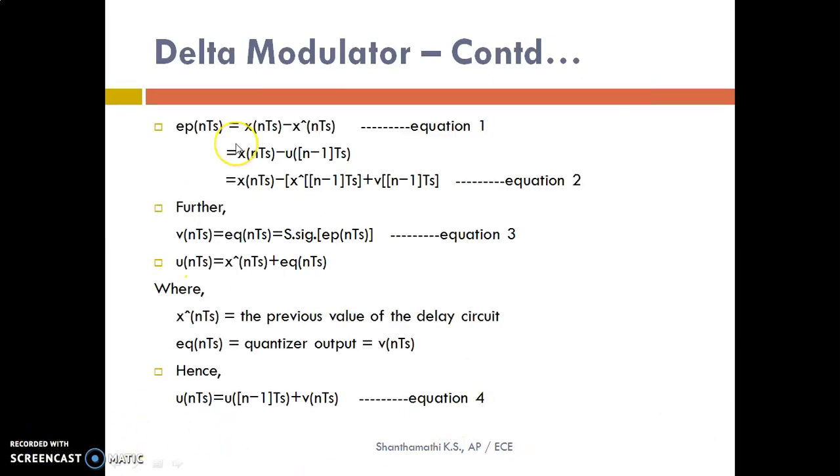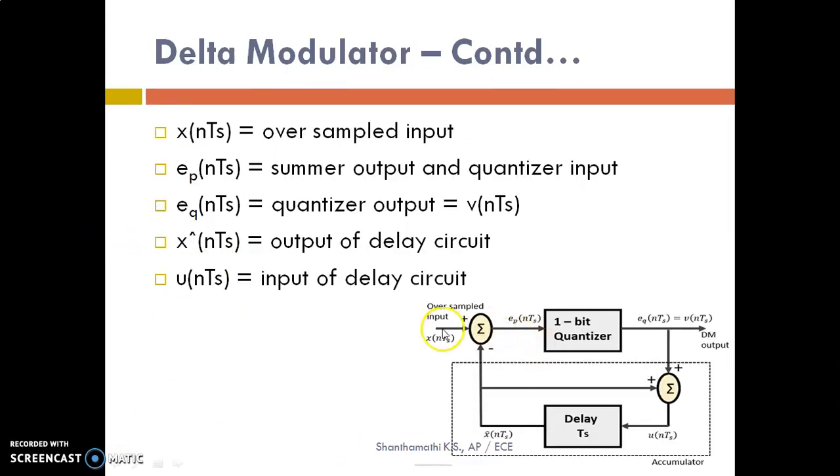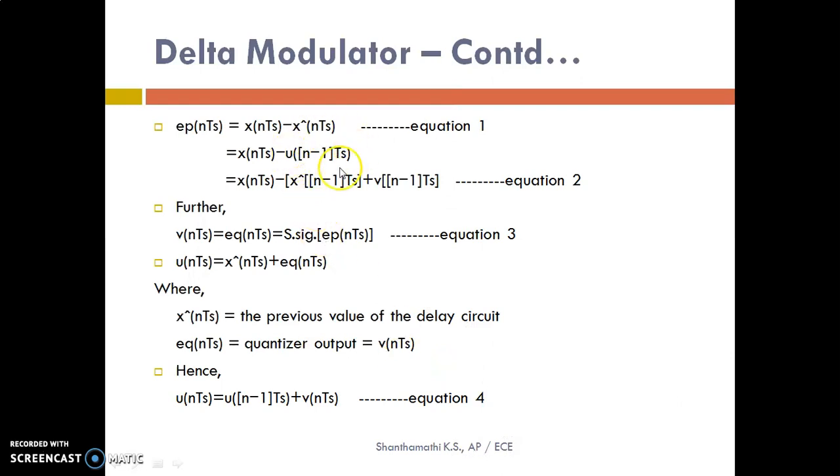So we'll see the derivation part. e suffix p of nTs equals x of nTs minus x hat of nTs. You can refer to my notes or we'll see it in the diagram. So e p of nTs is x of nTs minus x hat of nTs. Next, this x hat of nTs we can write as u of (n minus 1) Ts. Whereas the delay's input is u of nTs, so 1 bit delay means we are substituting u of (n minus 1) Ts.